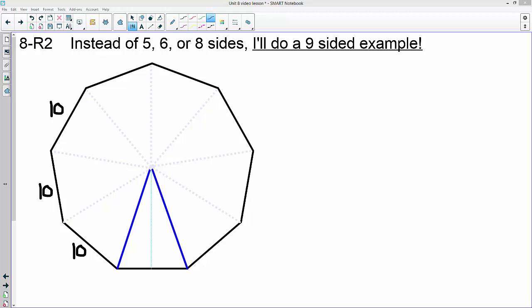So what I'm going to do, rather than doing one of those three, 5, 6, or 8, which will be one of the three that's on the test, so you'll either have 5, 6, or 8. Teach yourself those. You can use the exact same procedure I'm doing here. You're just going to have slightly different numbers. Okay. So I'm going to do a nonagon, a 9-sided polygon, just to show you that this works with any polygon.